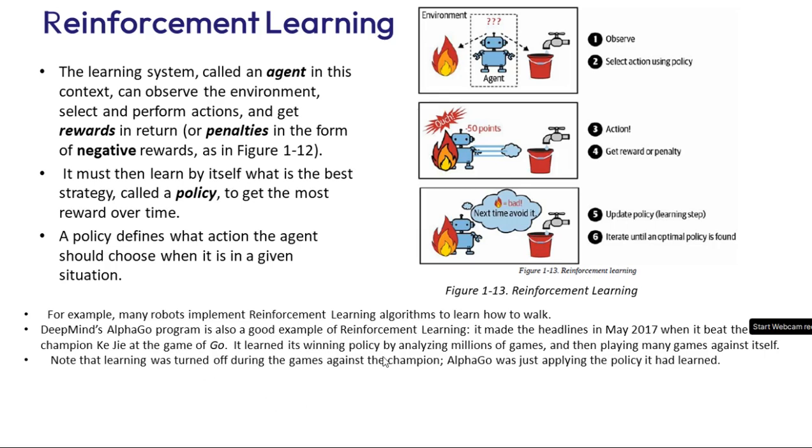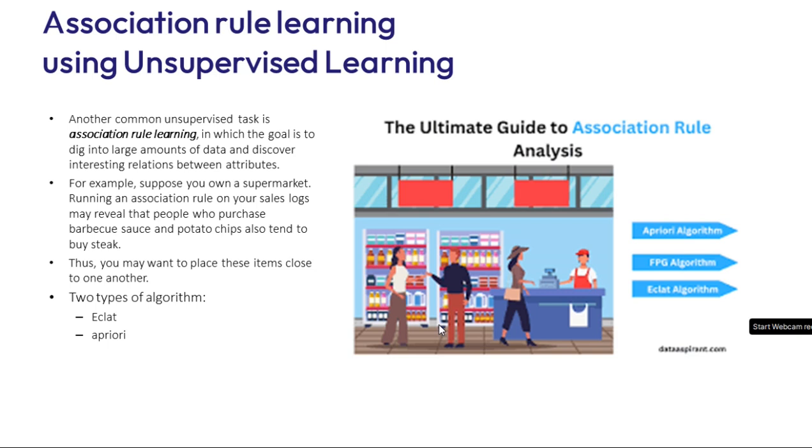So the algorithm was allowed to learn many times, and finally during a competition, the learning was actually turned off. And then AlphaGo was just applying the policy it had learned previously during its learning phase. So it's like learning and then taking the exam. When it's taking the exam, the learning would be turned off. That is reinforcement learning.